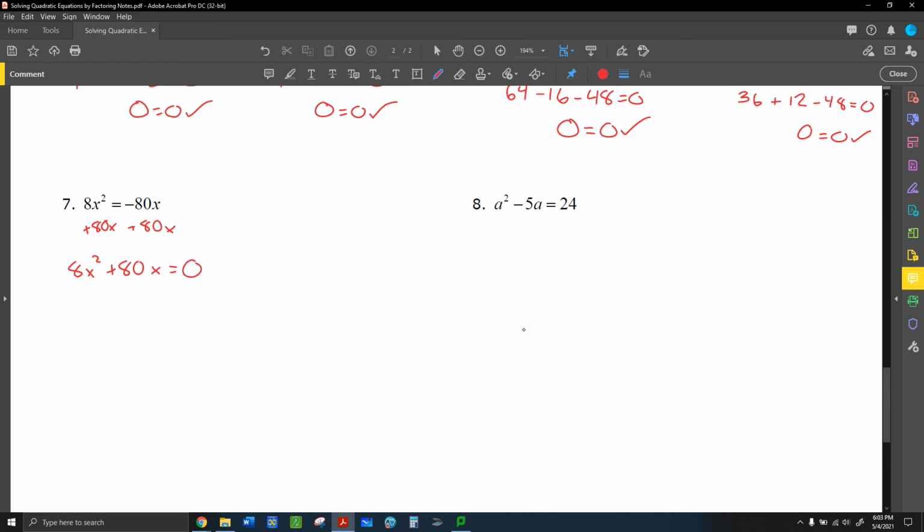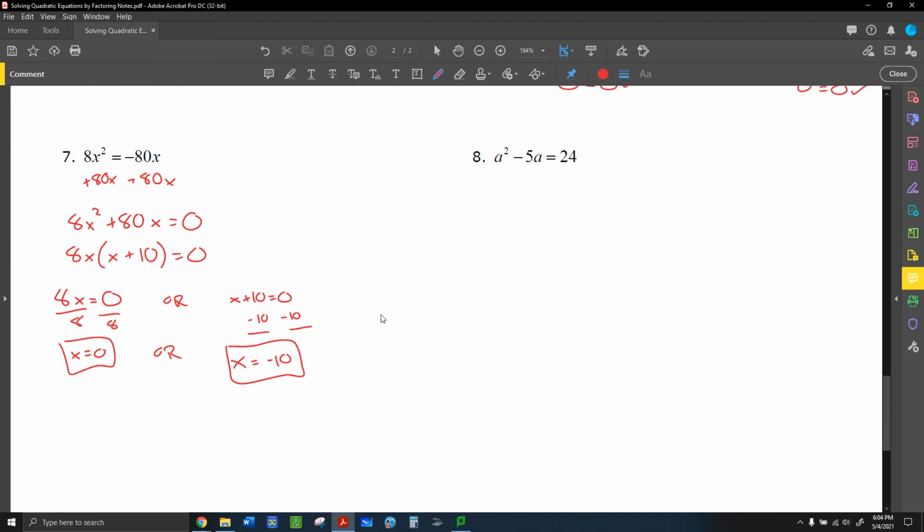Let's go ahead and factor. I can factor out that 8x, and we get 8x times the quantity x plus 10 is equal to 0. Using the zero product property, I set up 2 equations, 8x equals 0, or x plus 10 equals 0. For the left-hand equation, divide both sides by 8, and we get x is equal to 0. Our other equation, subtracting 10 from both sides, we get x is equal to negative 10.